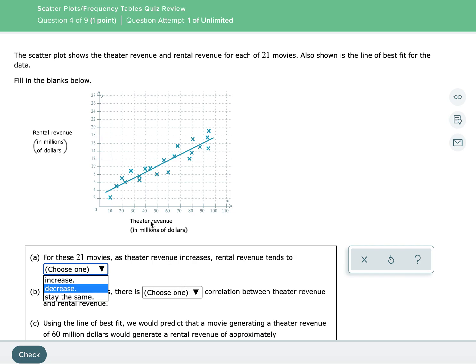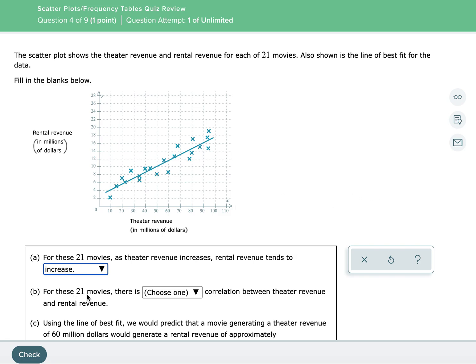Theater revenue is my X value, right? If you look at 0, it would be somewhere around 3 million. If you go up to 10, it looks like it's at 4 million. If you go up to 20, it's kind of halfway between 5 and 6 million. If you go to 30, we're looking at a little more than 7 million. So it's going up. As theater revenue is going up, the rental revenue is going up. So that would be an increase, right?